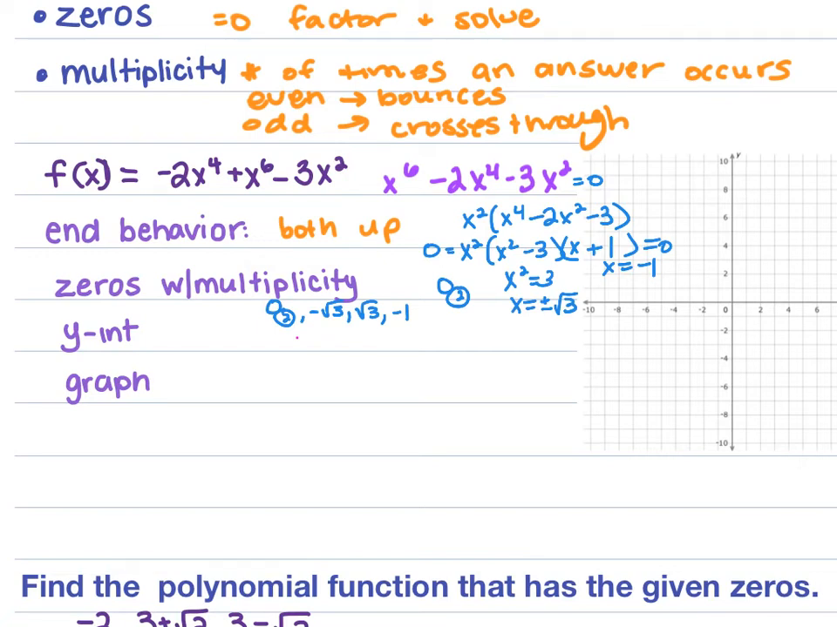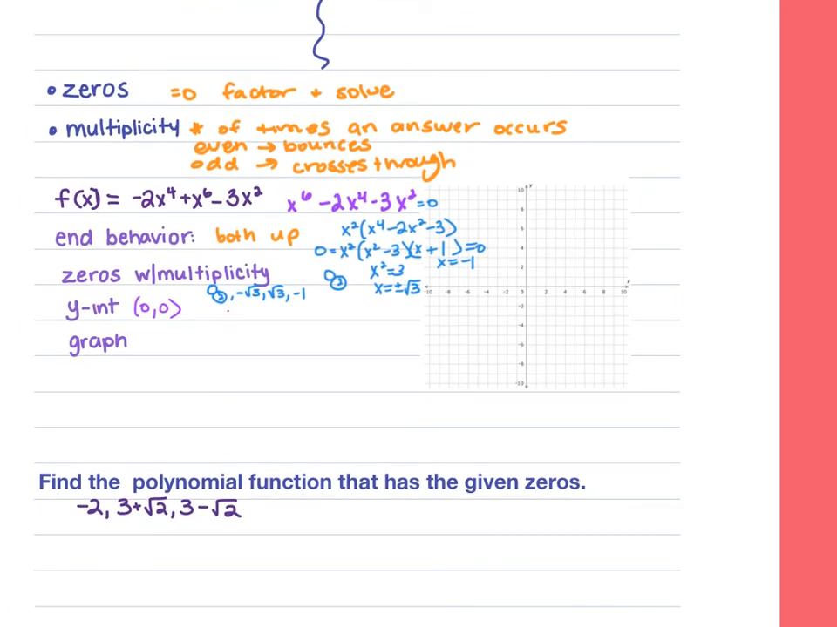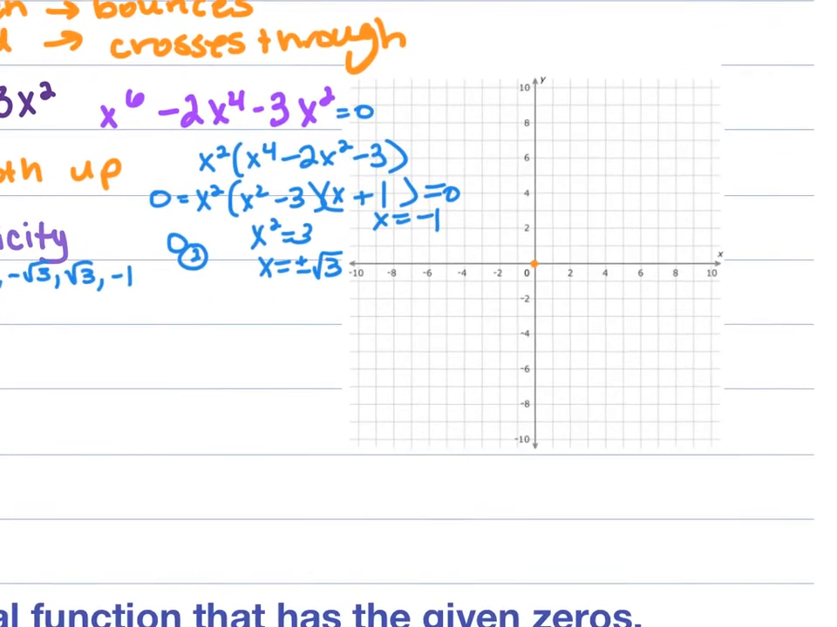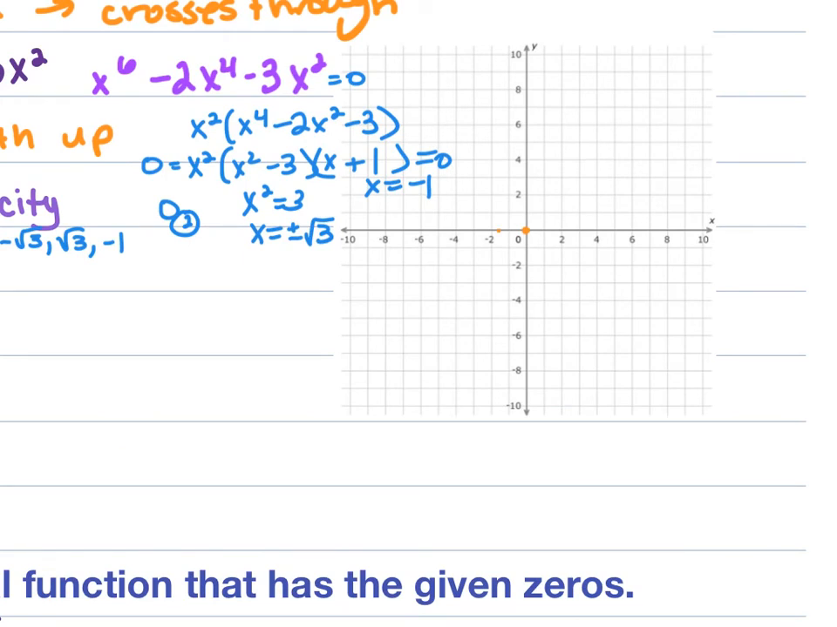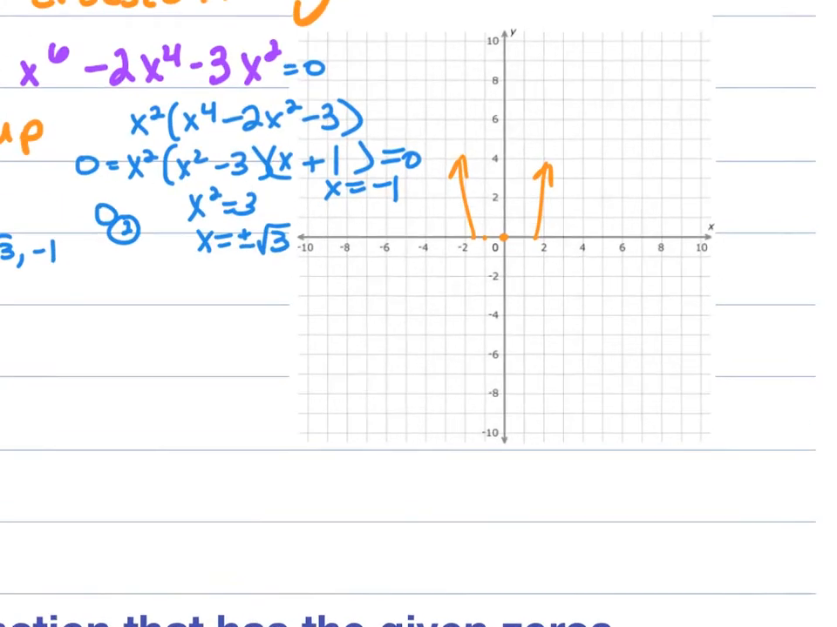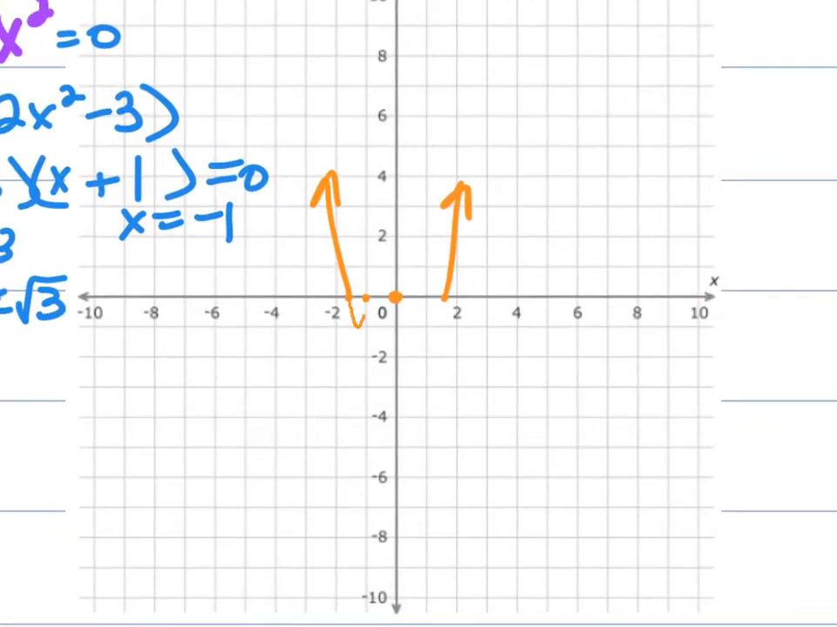The y-intercept I get by plugging in zero. I already know this answer because I got 0 as a zero. Now take it to your graph. I've got 0, negative root 3, which is like negative 1.7, positive root 3, which is like 1.7, and negative 1. These both point up. I know it bounces off the 0, so it's going to come down, come back up, bounce off the 0, come back up, and then hit my point at root 3.